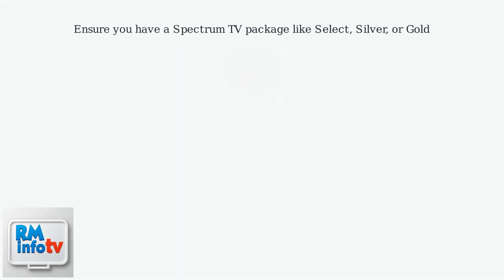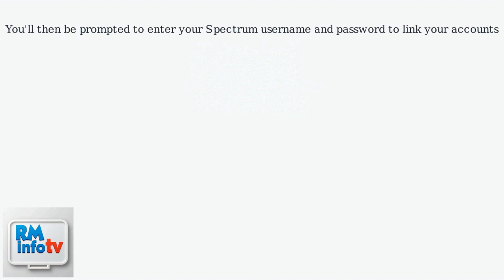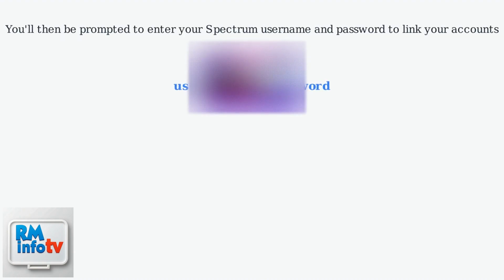To get Peacock on Spectrum, you'll first need to ensure you have a Spectrum TV package like Select, Silver, or Gold, as these often include Peacock Premium at no extra cost. Next, on the Peacock app or website, select the Sign In with Spectrum option. You'll then be prompted to enter your Spectrum username and password to link your accounts.